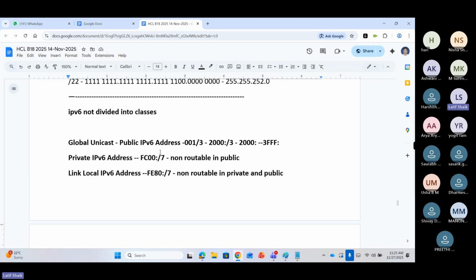The link local IP addresses, the FE80 range, are non-routable in private as well as public. In one network you can use FE80 completely, but to communicate with another network outside of your router, you can't. Within your own single LAN, a single segmented network, you can use FE80.